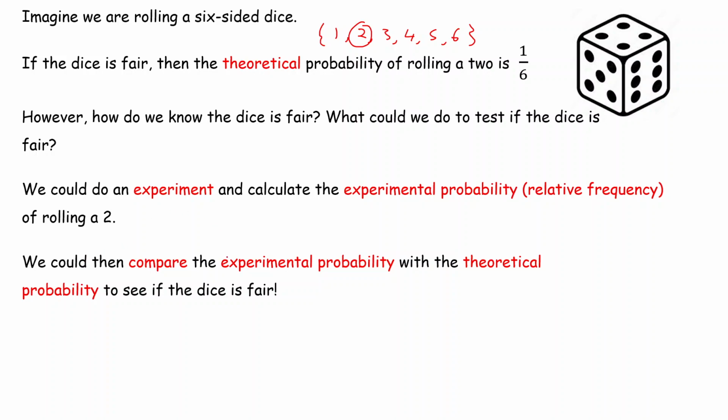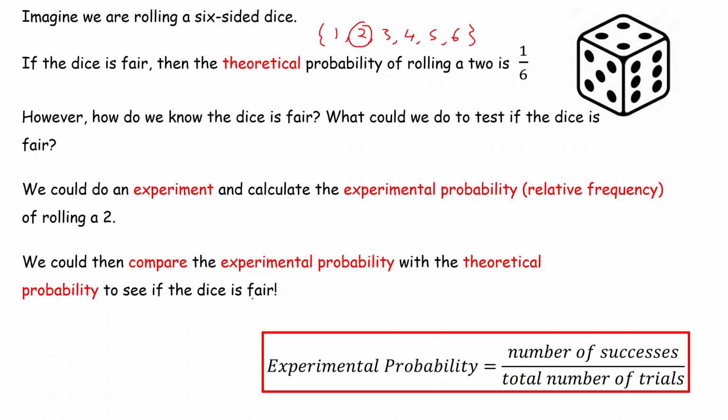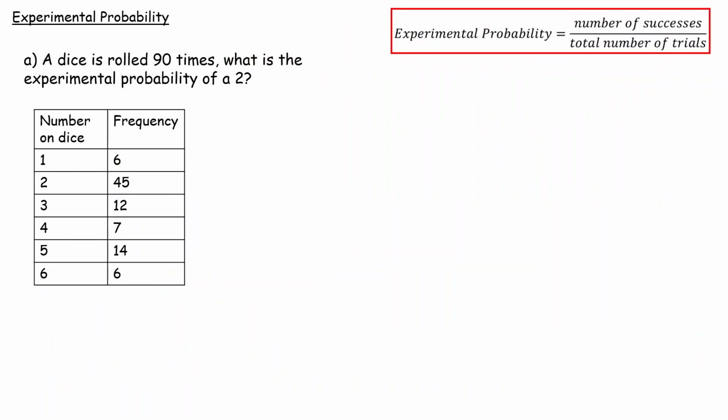So we could compare the experimental probability, the experiment side of things, with the theoretical, so what it would be in theory, which is a 6th, to see if that dice is fair, which we'll see on the next slide. Experimental probability is really the same thing as normal probability. It is the number of successes, so how many times, in this case, we would get a 2, over your total number of trials. So let's go and apply that in the next slide. And again, experimental probability can also be referred to as relative frequency. They mean the same thing, so just making sure that we know that.